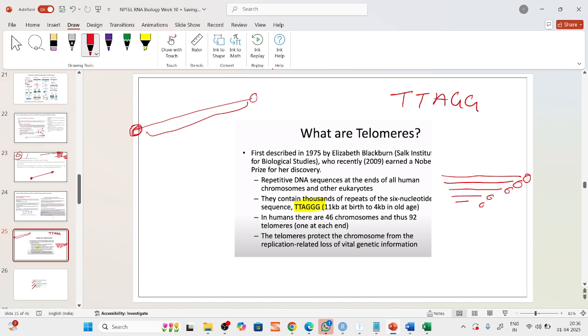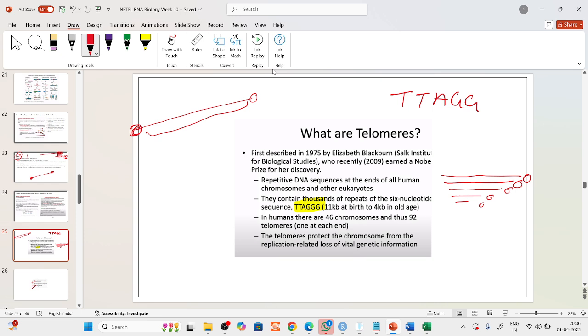So to protect this loss of genetic information, there are telomeres. After each round of division, there is a loss, but not of the main DNA, of the telomeres. So telomeres are getting lost, but the main DNA is not getting lost. So by losing itself, the telomere is protecting the main DNA from any kind of loss. In this way, telomeres are very important for maintaining genetic stability.